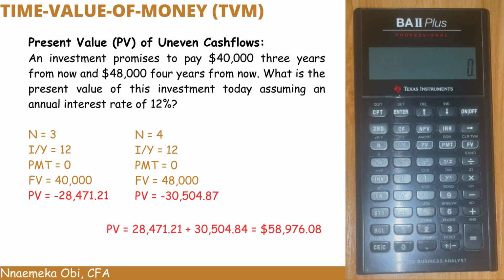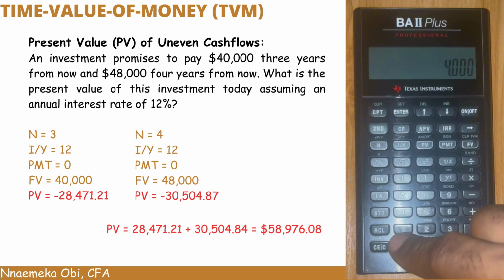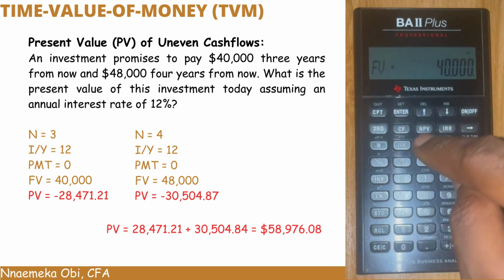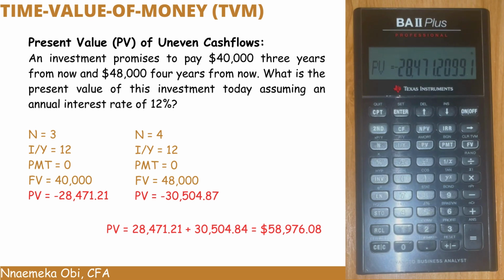Now for the first payment coming 3 years from now, we are going to calculate the present value. So N is 3. I/Y, which is our interest rate, we have 12%. Then we have 0 for PMT. And then for our FV, we'll have 40,000. So we compute PV. So we have that PV is 28,471.21.